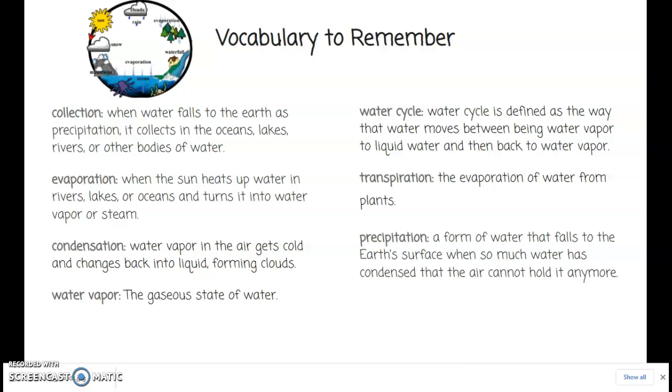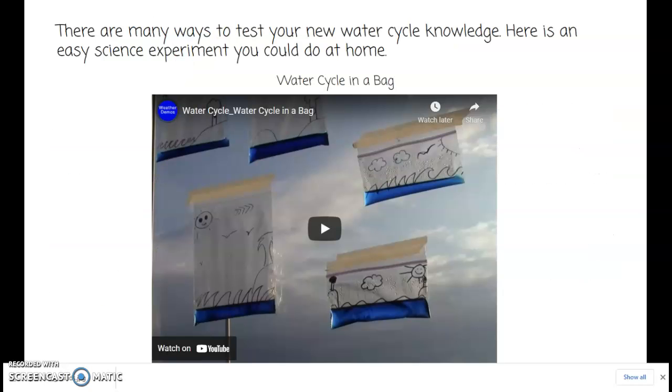These will all be part of your vocab. One last little thing, and I challenge you to try this at home. You can do this very simply. Watch this experiment and try it and see how it works. This is how we are going to end the discussion. This is a water cycle in a bag.